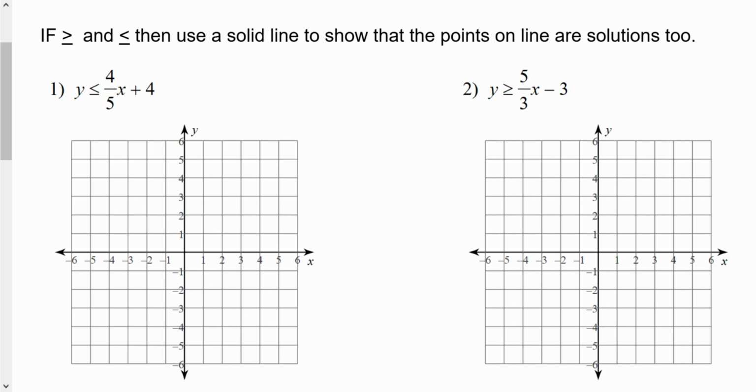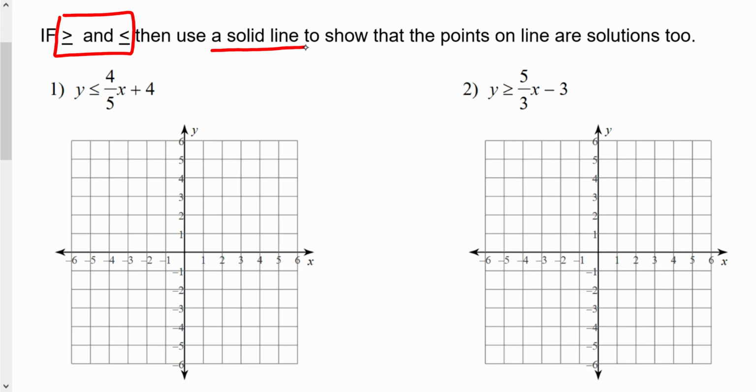So here's what I want you to do. You might want to put a box around these two symbols right here to draw your attention to your notes. You might want to do that. If we use them, I want you to use a solid line to show that the points on the line are solutions too. It'll make more sense when we do the third and fourth part on here.